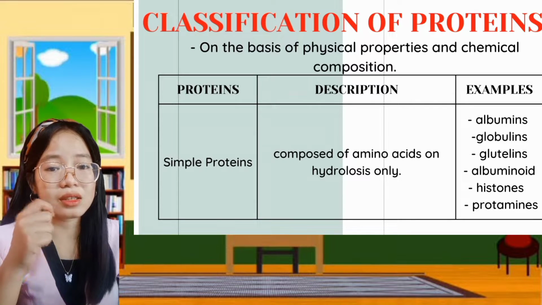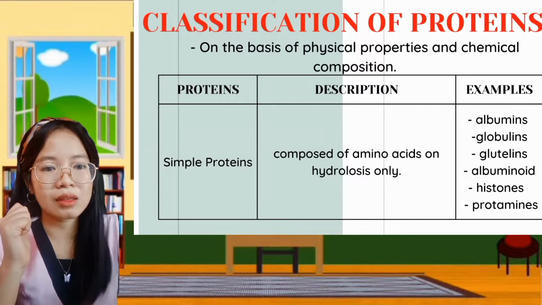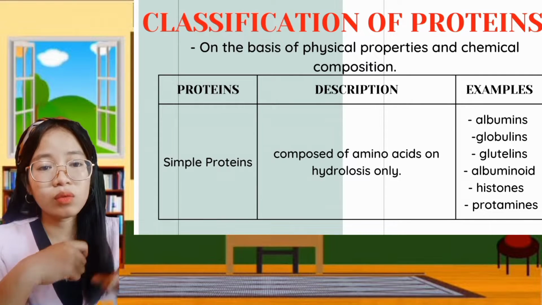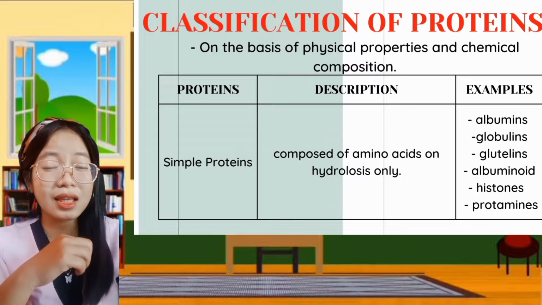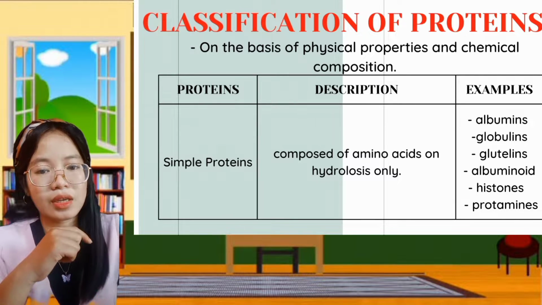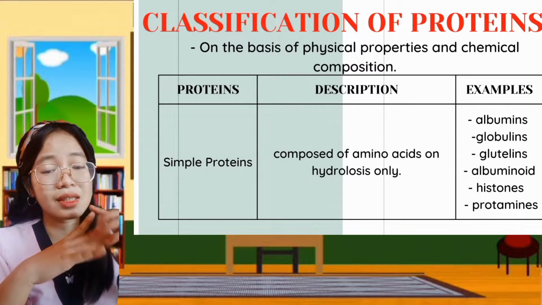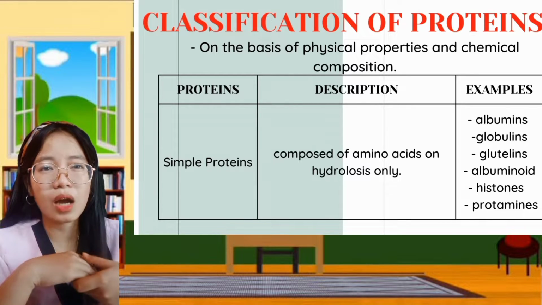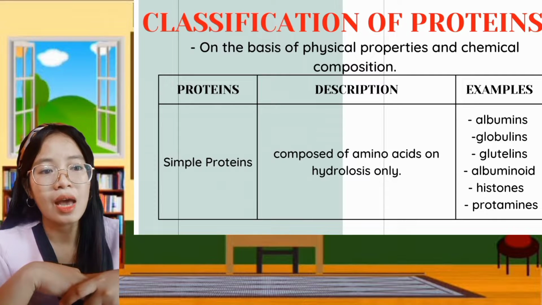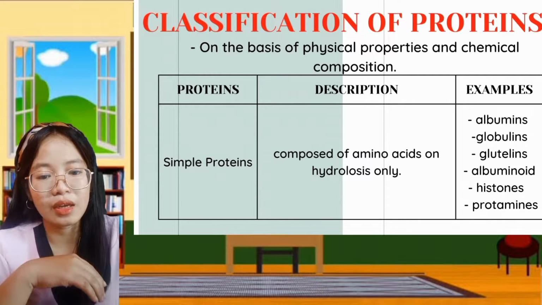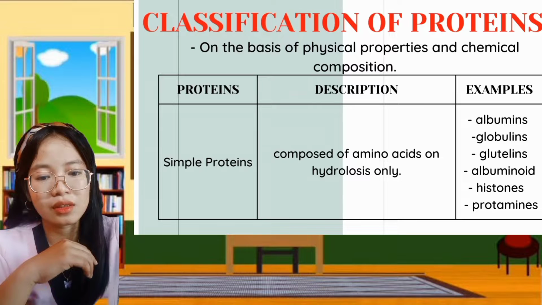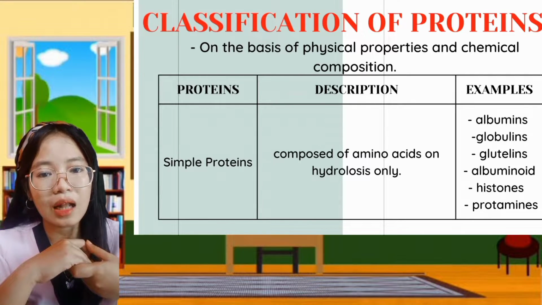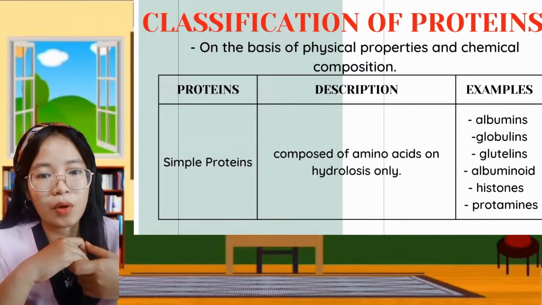But let me first discuss the simple proteins. Simple proteins are composed of amino acids only on hydrolysis. And from its name, simple proteins are the simplest proteins. They are made up only of amino acids joined by peptide bonds, and on hydrolysis they yield a mixture of amino acids and nothing else. The examples are albumins, globulins, glutelins, albuminoids, histones, and protamines.